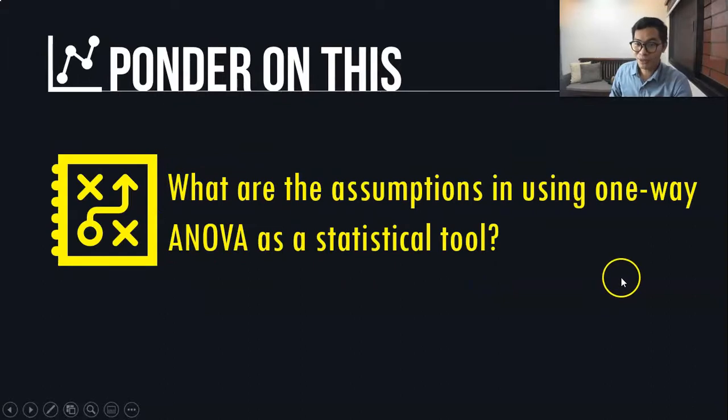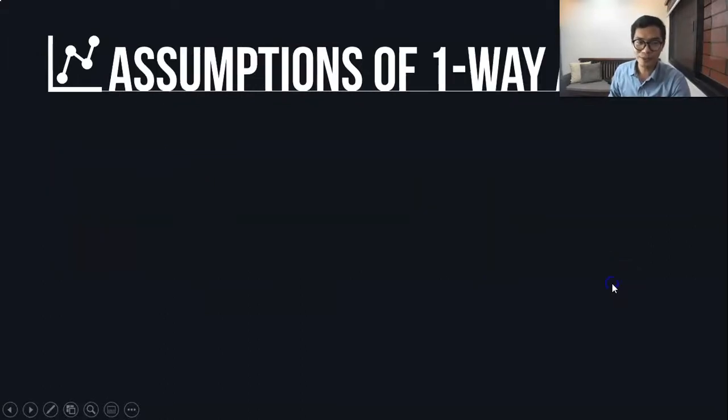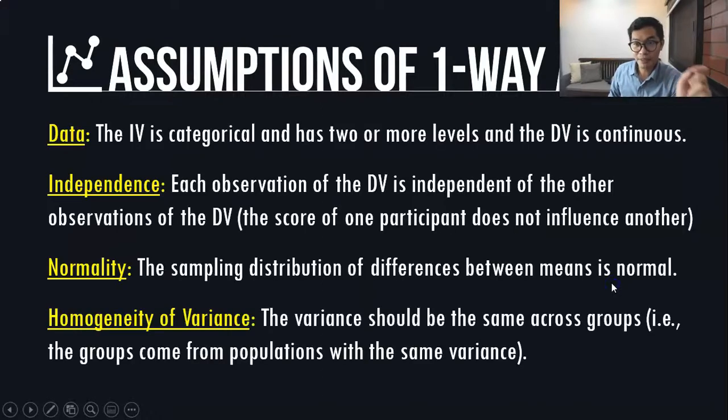So what are the assumptions in using one-way ANOVA as a statistical tool? Take note of the following. So in terms of data, the IV is considered as categorical and has 2 or more levels, and the DV is continuous. If it only has, I think, 3, that's ideal for one-way ANOVA. So 2 levels, you can apply independent samples t-test there actually.